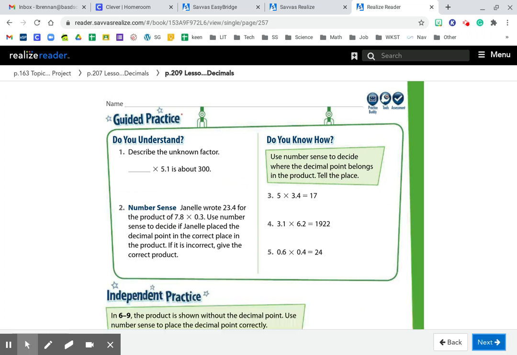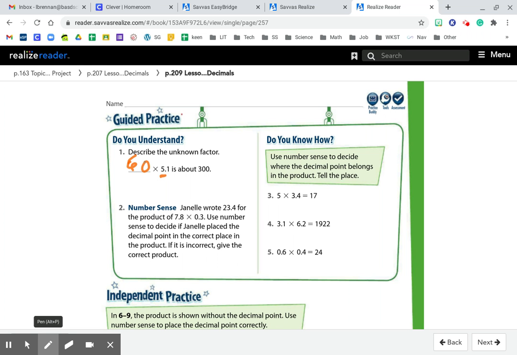So on the, let's see, where are we? Okay, describe the unknown factor. So if you're working backwards here, what times 5 is going to give you 300? Well, we know 6 times 5 is going to get you 30. So we need 60 times 5 to get you 300. So it would have to be a number that's near 60. So your unknown factor would be 60, near 60.